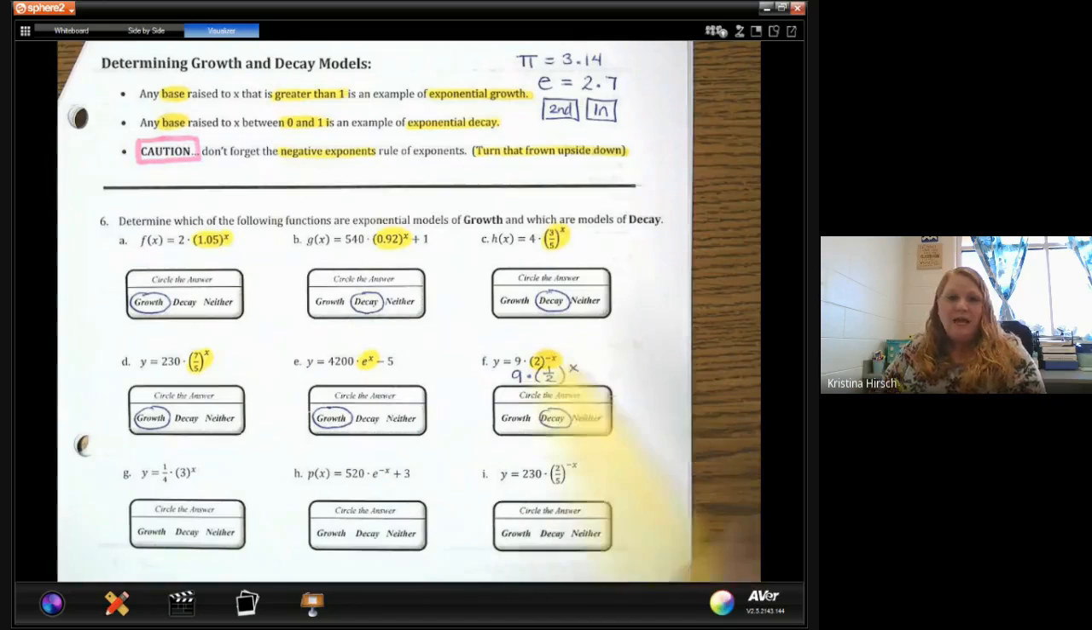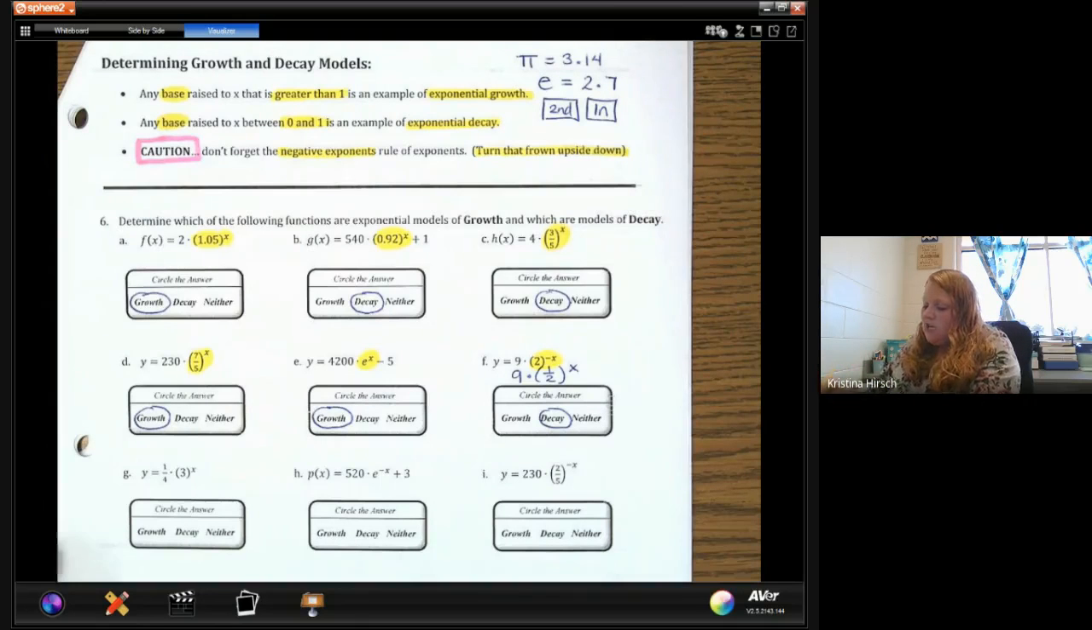If the exponent's negative, you need to be like, just kidding. I thought it was growth, but negative exponent, nope. Turn that frown upside down. It's going to make it decay. And on the flip side, if you see something that looks like it's decay, but there's a negative exponent, then you're going to be like, oh, just kidding. It's going to end up being growth. Why? Because you got to turn that frown upside down.